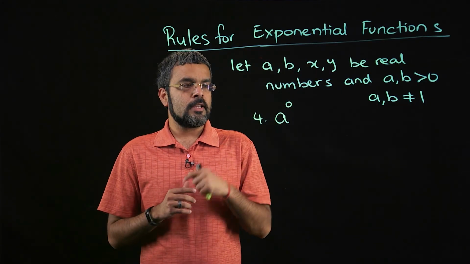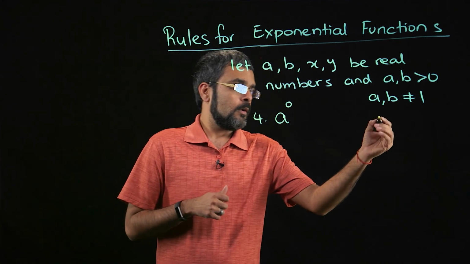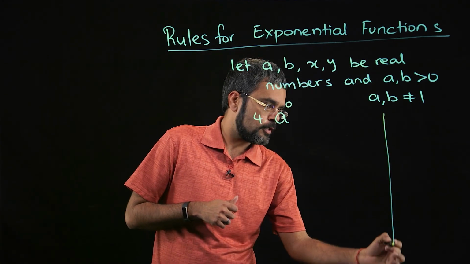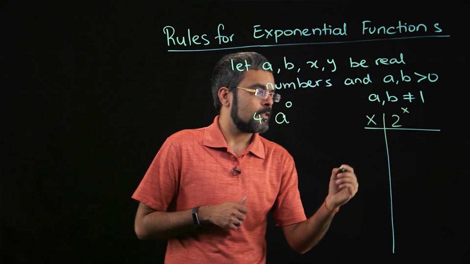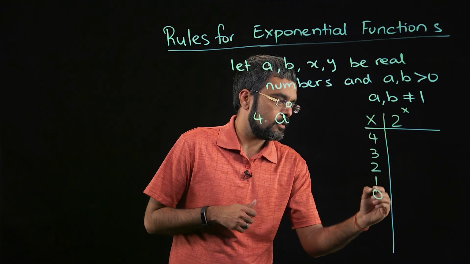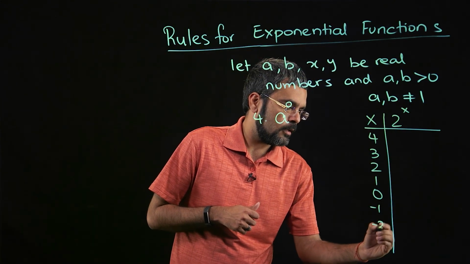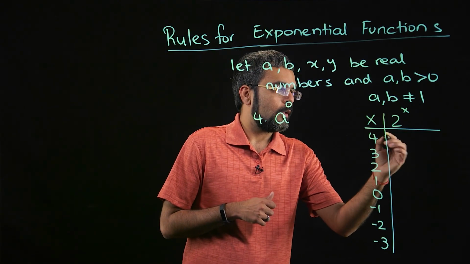Okay, so now we're going to take a look at what a to the 0 is, right? So I'm going to make a table, and then let's make an observation from the table. So I have x, and let's say I have 2 to the x. Let's start with 4, 3, 2, 1, 0, -1, -2, and -3. Okay, and so then what is 2 to the 4?